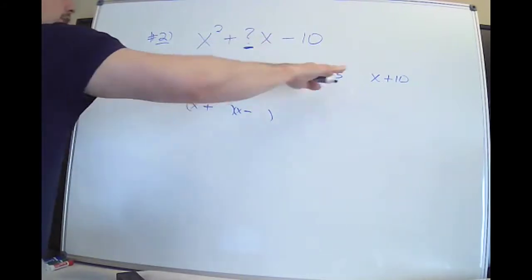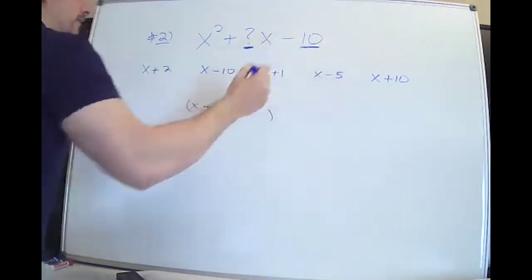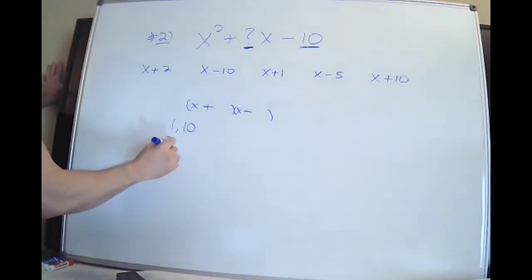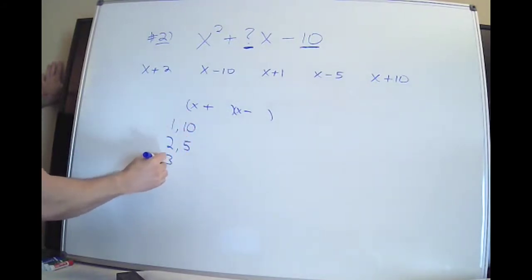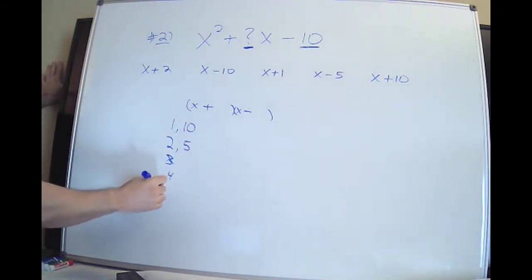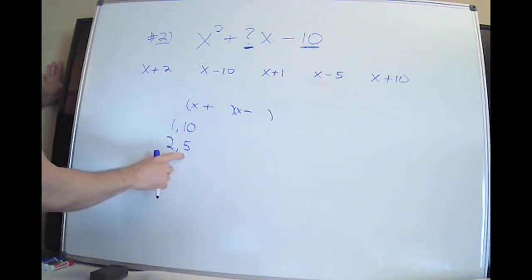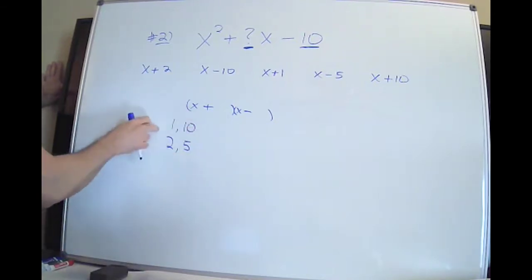Now, I'm going to ignore my answers again. I'm going to go to 10, and I'm going to list my pairs. I could have 1 and 10, or I can have 2 and 5. Is 10 divisible by 3? No. Is it divisible by 4? No. Is it divisible by 5? Yes, but I already have 5. These are the only 2 pairs I have.